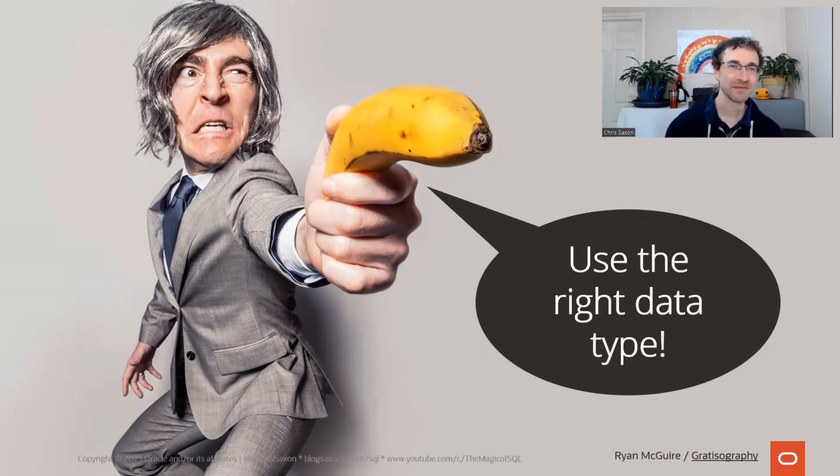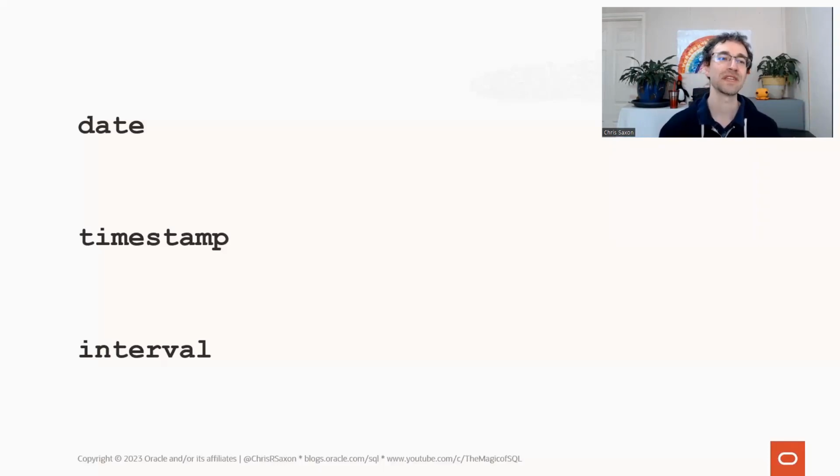Now, there are three key date time data types in Oracle database. Well, actually, it depends on which way you look at it. There's either 3 or there's 6. The 3 core data types are date, timestamp, and interval. Dates and timestamps record a specific date and time, a specific point in time, so 17th of January at 2 p.m., for example. An interval is a duration of time.